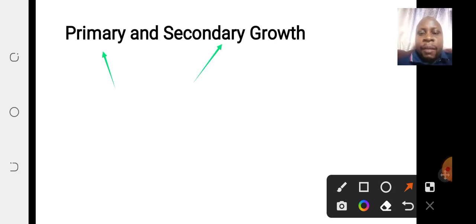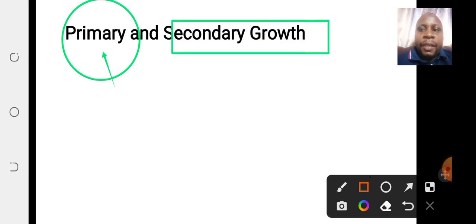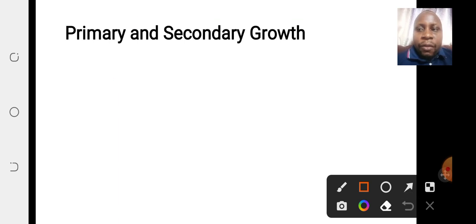So what is the name given to the increase in height? The increase in height is what is called primary growth. What about the increase in girth or diameter? The increase in girth or diameter is what is called secondary growth. Okay? So, what brings about these two types of growth?